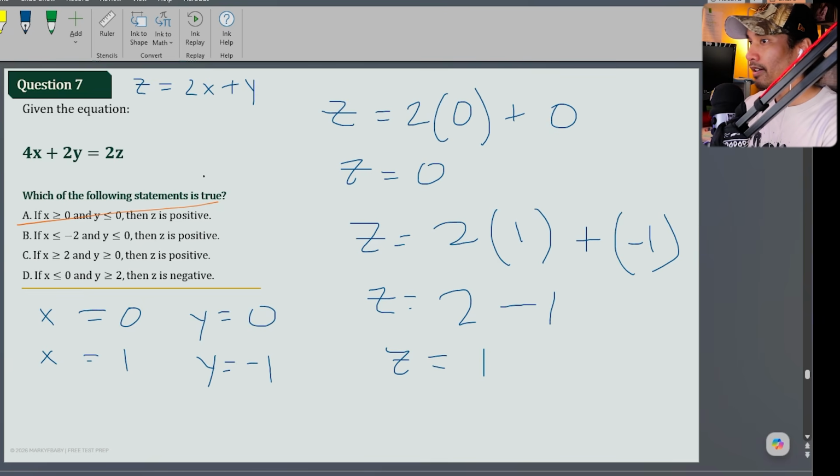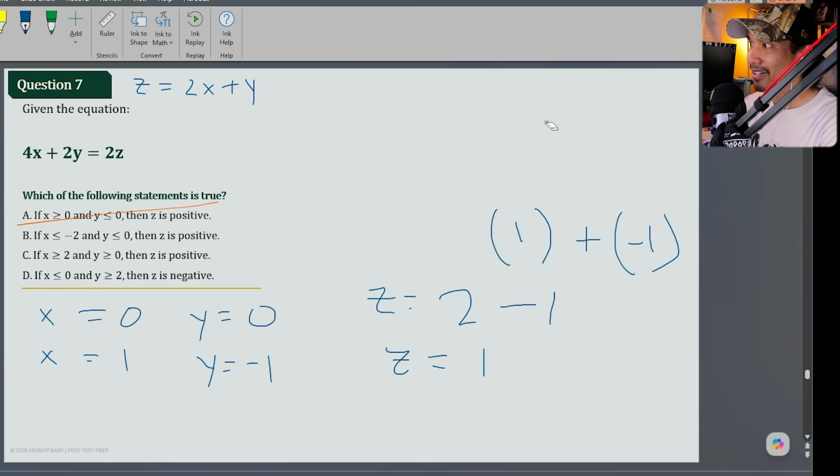So that's why answer choice A is incorrect, because we have it where z is a positive value when we plug in 1 and -1. If we choose other values, we will see that z is negative, therefore making, again, answer choice A incorrect. Okay? So, given x equaling 0 and y equaling 0, the boundary, we can disprove the statement. Okay?